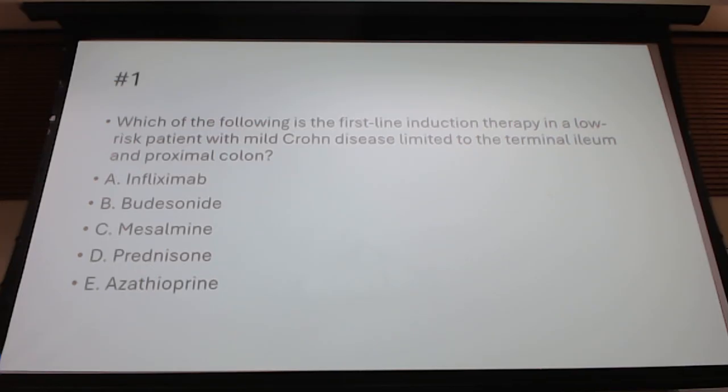But we're reaching for a low-risk patient with mild disease. And if we think back to Crohn's disease, what was the first thing we were going to reach for? Budesonide. So if it's more diffuse, then we're going to look at prednisone. But this is mild disease. B is your answer.